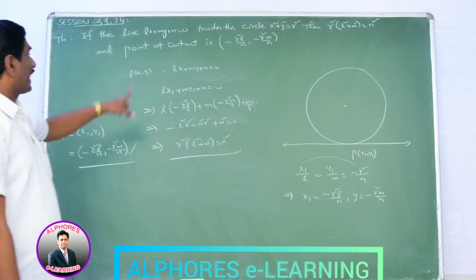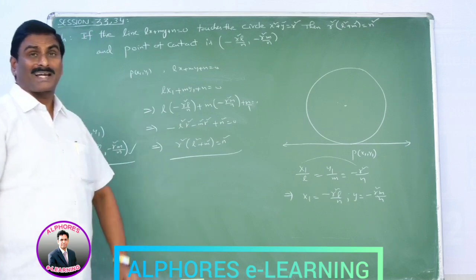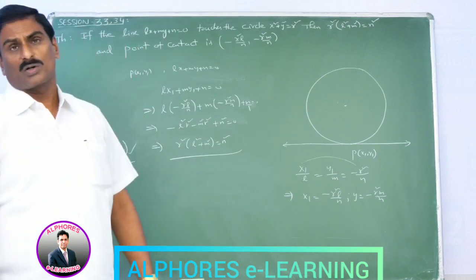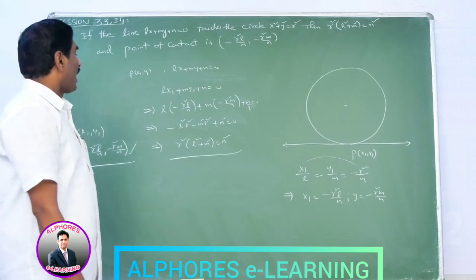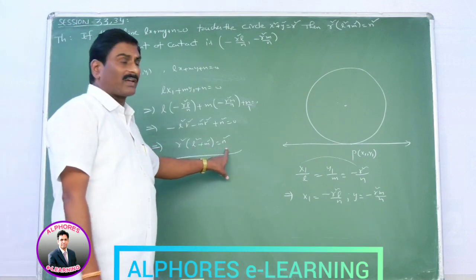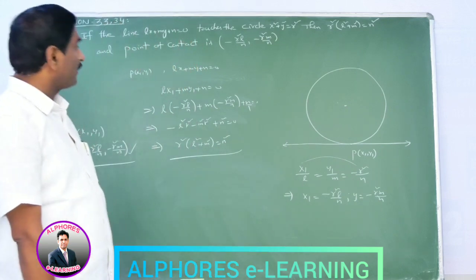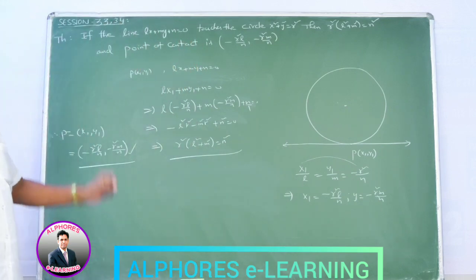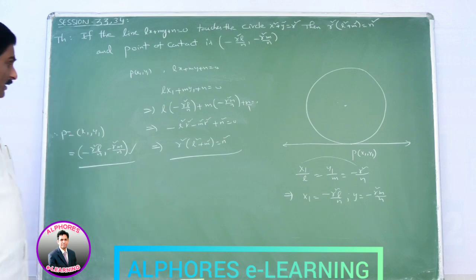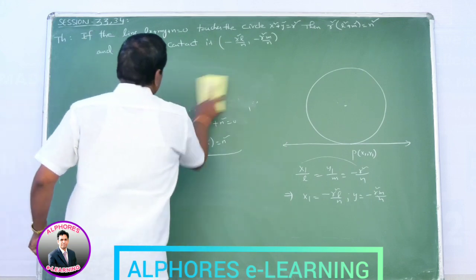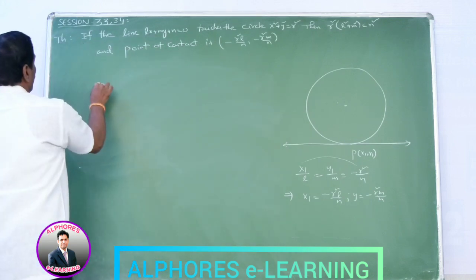Okay. If the line Lx + My + N = 0 touches the circle, the small circle, that means center (0, 0), x² + y² = r², then the condition is r²(L² + M²) = N², and the point of contact is (-r²L/N, -r²M/N). It is a very important formula. Okay. Suppose the given circle is S = 0, what is the condition? Please note this point. Note.